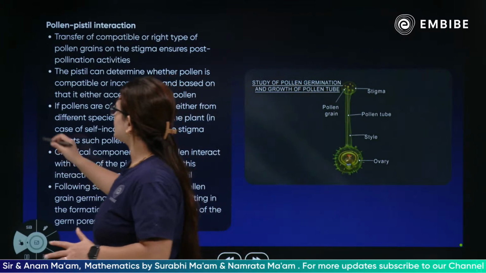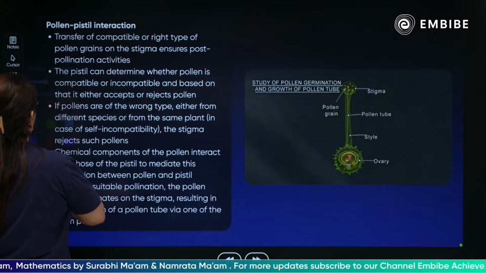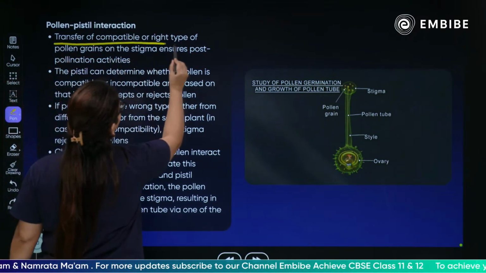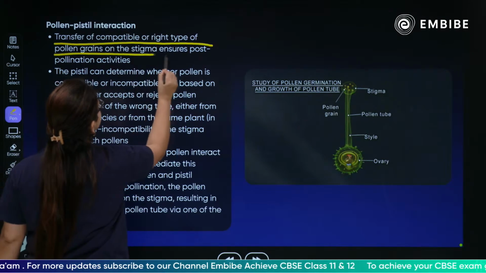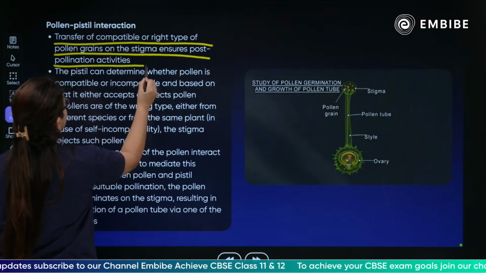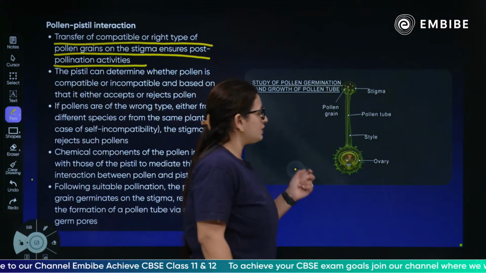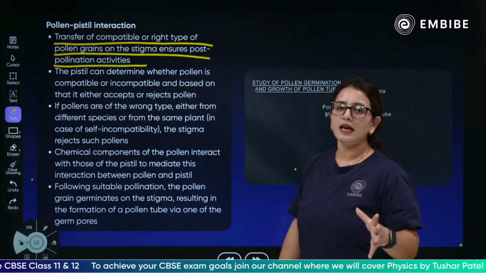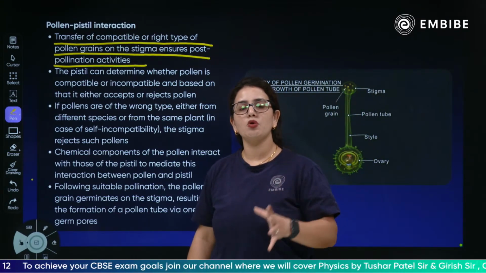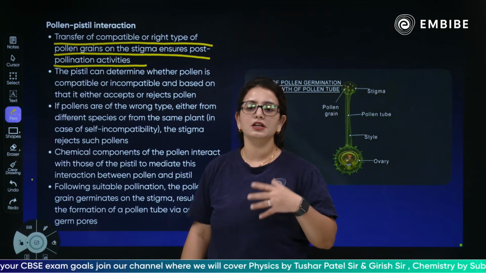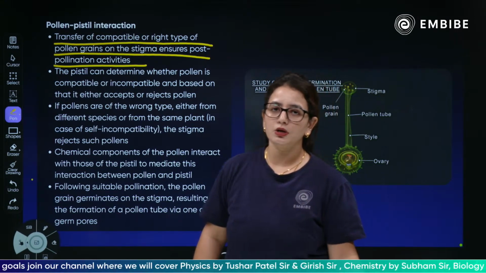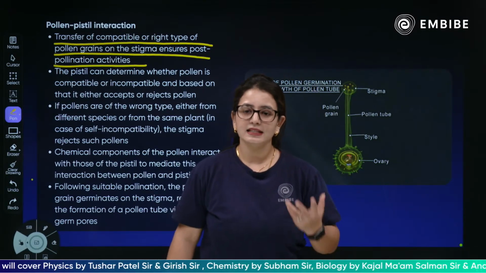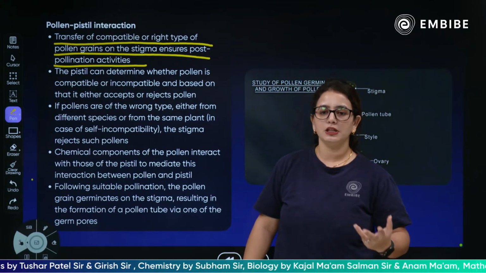The very first thing that comes to mind when we talk about pollen-pistil interaction is that the transfer of compatible or right type of pollen grains onto the stigma ensures post-pollination activities, the germination. If the pollen does not germinate, it will not form the pollen tube. If it does not form the pollen tube, it will not fertilize the egg cell. So the right pollen is absolutely important.